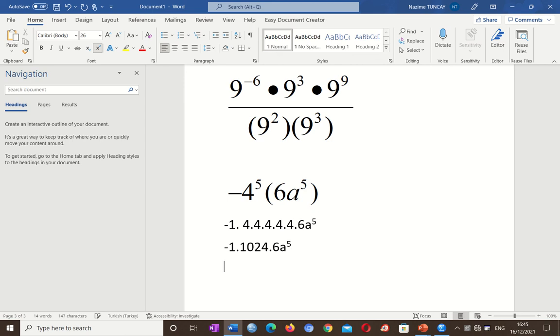Okay, so 1024 multiplied by 6. What is my result here? What is it? 6,144. Okay. It's minus. That's good. I'm not going to give you that big numbers in exam. Sure. To the power 5.